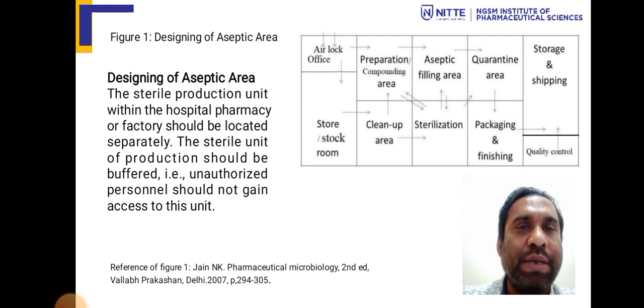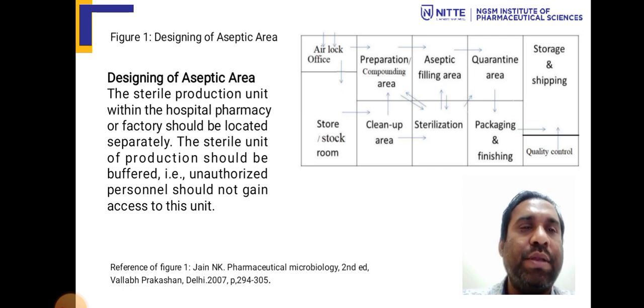Now, designing of aseptic area: the sterile production area, it can be within the hospital or factory, should be located separately. Sterile unit of production should be buffered. Unauthorized person should not gain access to the entry. Now, let us see the design. After the area of the office, we have a preparation room, compounding area. Exactly after the compounding area, we have an aseptic filling area where we can do filling of ampules, injections, and then a quarantine area. Quarantine areas are kept so that if there is any growth or any contamination, it can be seen and the product can be rejected later. We can minimize the errors.